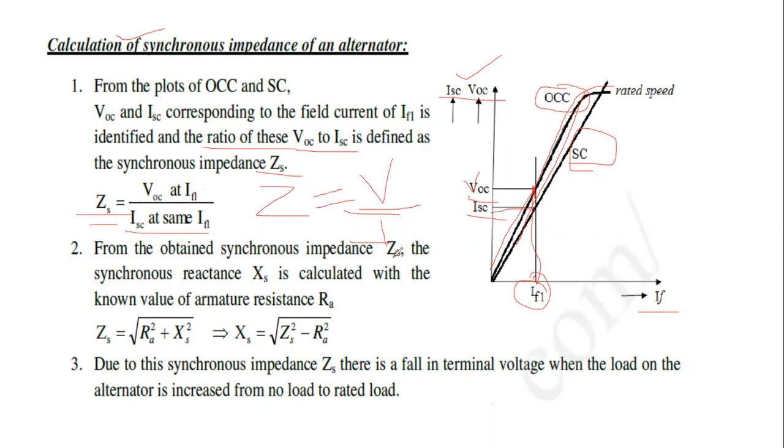From the obtained synchronous impedance ZS, the synchronous reactance XS is also calculated with the value of the armature resistance RA. By noting down the armature resistance RA, we calculate XS, where XS means the synchronous reactance. What is the formula for impedance? Normally Z is equal to the square root of R squared plus X squared.